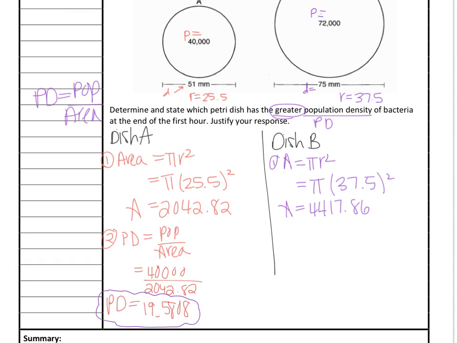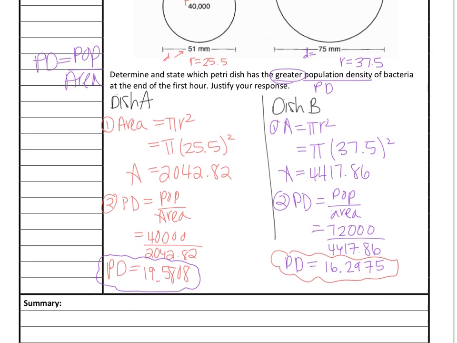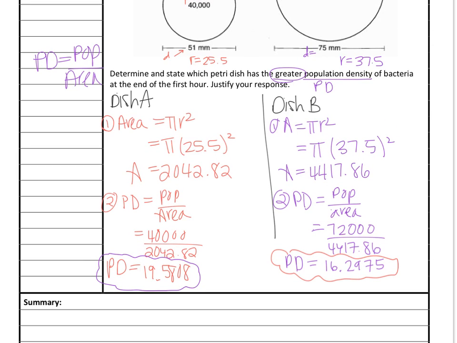Okay, so pause your video, go over here and find population density for dish B. So when I calculate it, you can see that I did population divided by area, so 72,000 divided by 4,417.86, and I got 16.2975. So I'm going to squiggle that around there because that's important too. But now my final answer has to be about which one has the greater population density, which one has more bacteria per square millimeter. And that would be the one with the greater number. So in this case dish A is our winner.